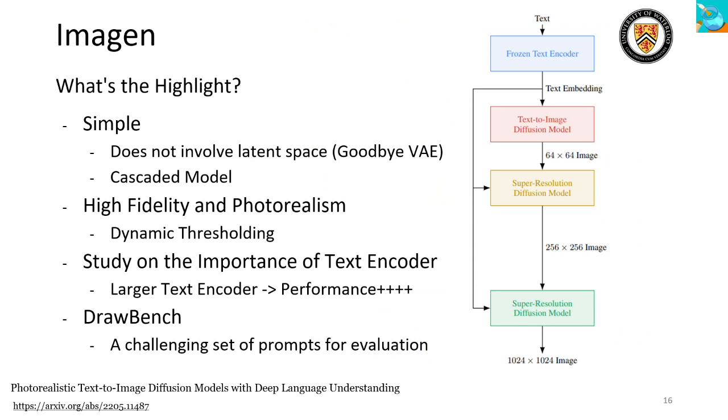So what's so special about this paper? Imagen does not involve latent space, and this is a cascaded model. And then through dynamic thresholding, it produces high fidelity and photorealistic outputs. Another important insight brought by this paper is that they find that using a large text encoder improves the performance of the image generation. Finally, they present DrawBench, which is a challenging set of prompts for evaluation.